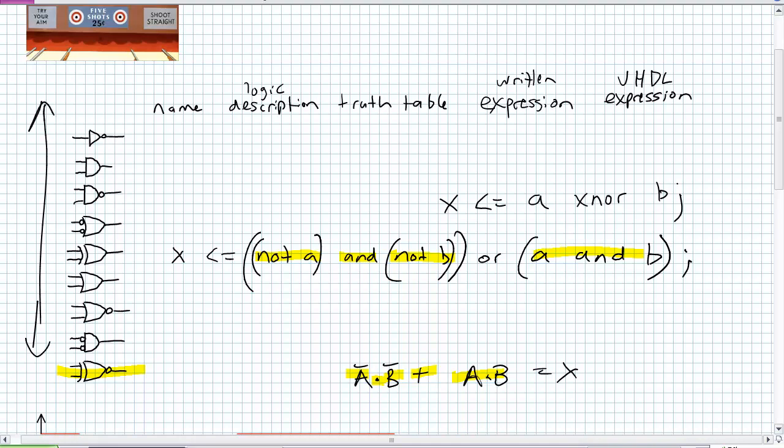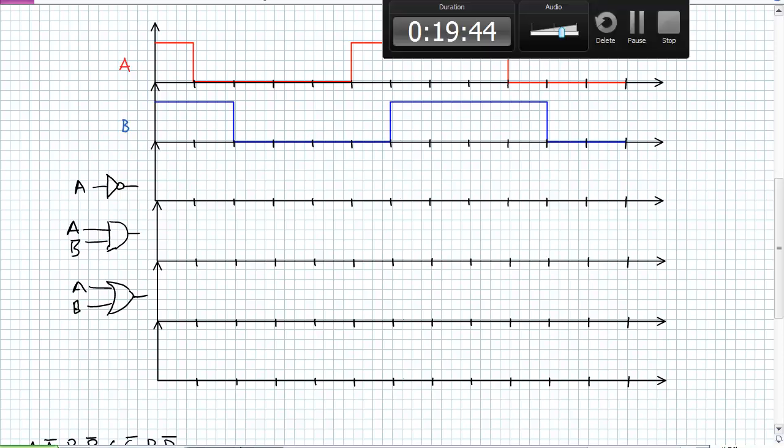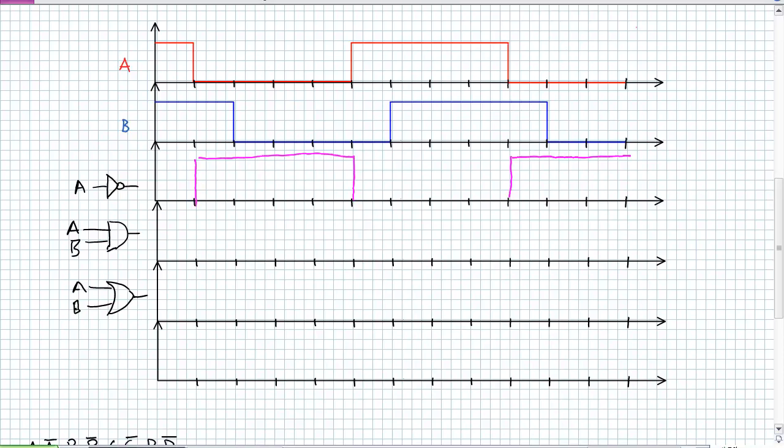Let's go ahead and put these in a timing diagram and see if you can come up with some answers here. Okay, so here we go for the first empty timing diagram here. We've got A being fed into an inverter. Go ahead and give me the output for that one. So go ahead and pause the recording and see if you can come up with that. I'm going to do my best estimate here. That to me is the inversion of A.